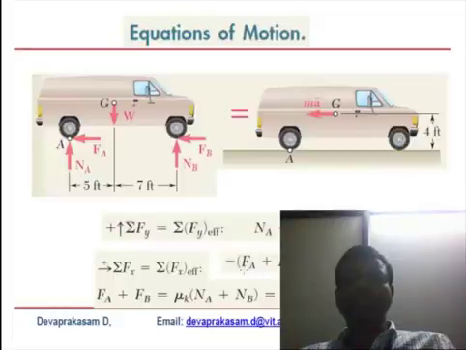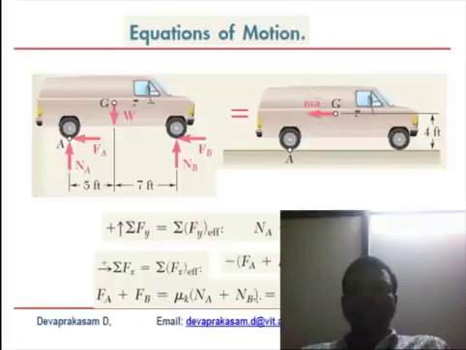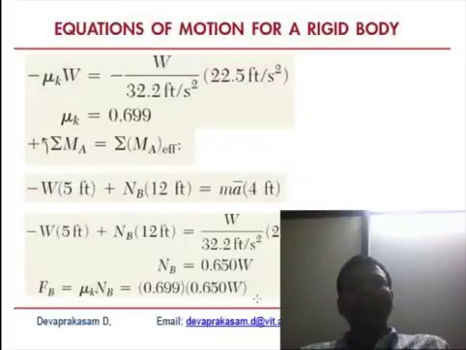Here it is mentioned. So friction force Fa plus Fb acts against the motion, so you take negative signs. Similarly, this is a deceleration, m into a. So finally you will get Fa plus Fb is equal to mu k into Na plus Nb. This comes from your kinetic friction constraint equations. So that's equal to mu k into W, the weight of the vehicle. From that you can find out, you know that acceleration due to gravity is 32.2 feet per second square. So substitute that, you will get mu k is equal to 0.699.